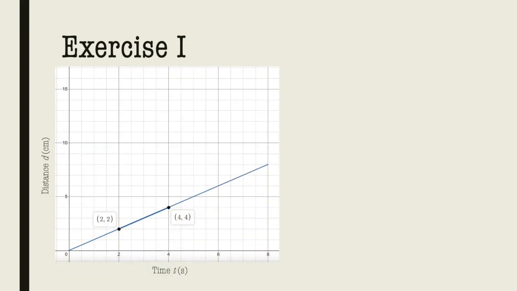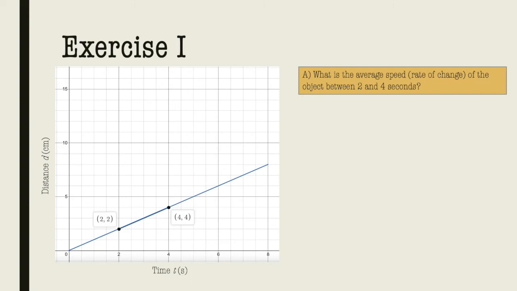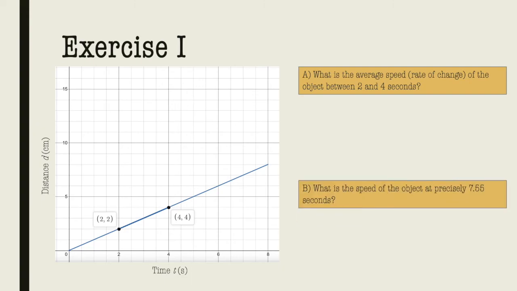To begin, here we have a graph of distance in centimeters with respect to time in seconds. Question A asks the following. What is the average speed, that is the rate of change, of the object between 2 and 4 seconds? Question B asks, what is the speed of the object at precisely 7.55 seconds? I strongly encourage you to pause the video and try solving these problems for yourself, and afterwards I will go over them myself.